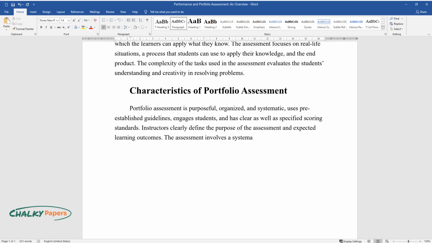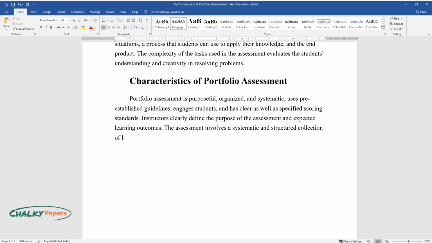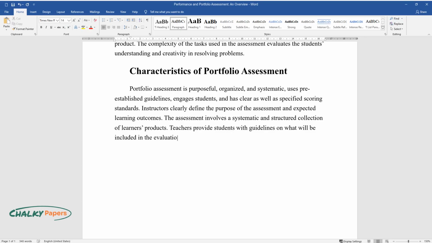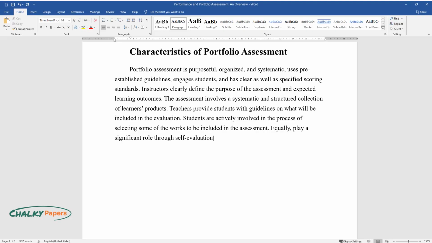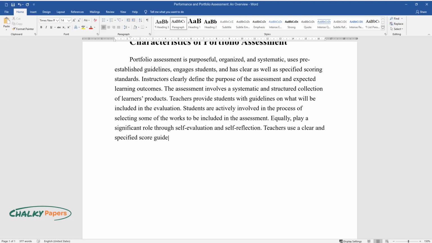The assessment involves a systematic and structured collection of learners' products. Teachers provide students with guidelines on what will be included in the evaluation. Students are actively involved in the process of selecting some of the works to be included in the assessment. Equally, they play a significant role through self-evaluation and self-reflection. Teachers use a clear and specified score guide to document particular products and evaluations.